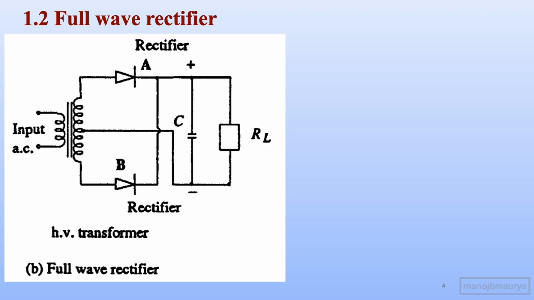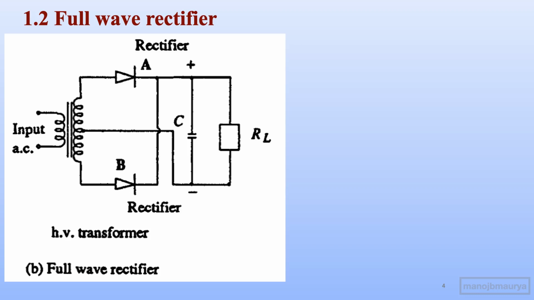Having already studied the half wave rectifier circuit in the earlier video, let us move ahead with the second method of generating high DC voltage using a full wave rectifier. This slide shows the circuit diagram for a full wave rectifier using a center tapped secondary high voltage transformer.